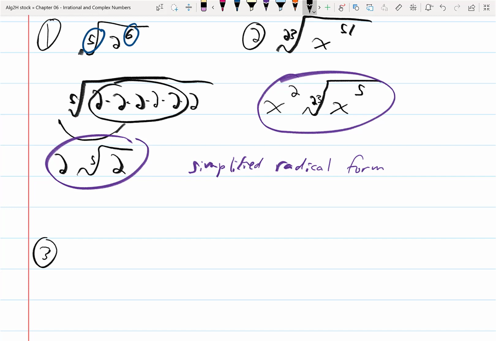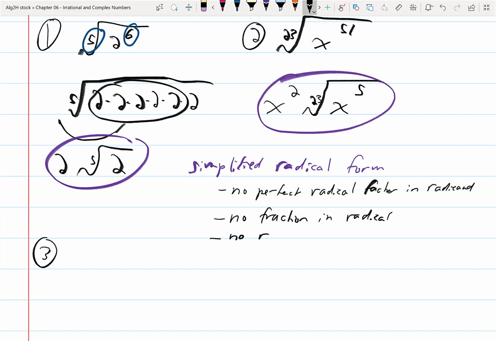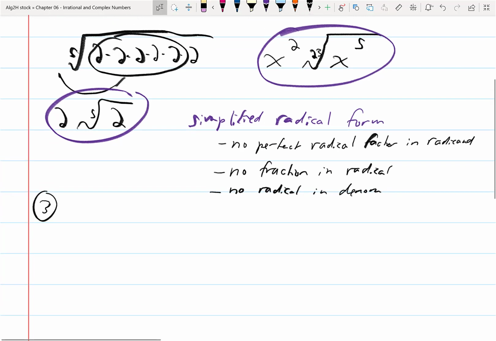Simplified radical form implies 3 things must be true. First, there is no perfect radical factor under the radical. We'll say no perfect radical factor in the radicand. Remember, radicand was a word that meant thing underneath the radical. And the other 2 are a variant of each other. There's no fraction underneath the radical, no fraction in radical, and no radical in denominator. The radical in the denominator thing will not be as huge of an issue in later math classes, but in this one, we do need to have the skill.